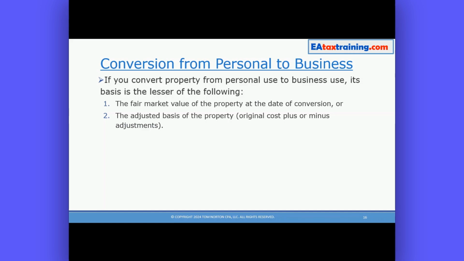On the other hand, you could have a building that you've been using for personal use, but now you're going to convert it to business use. That building might be worth more now than it was when you bought it. So in that case, you would use the basis of the property instead of the fair market value of the property. So it's the lower of those two things.